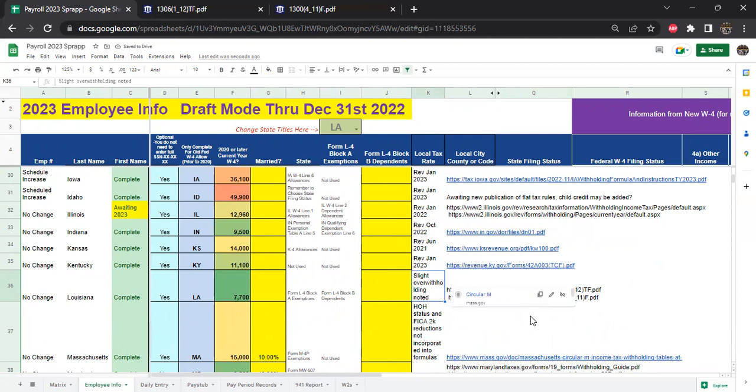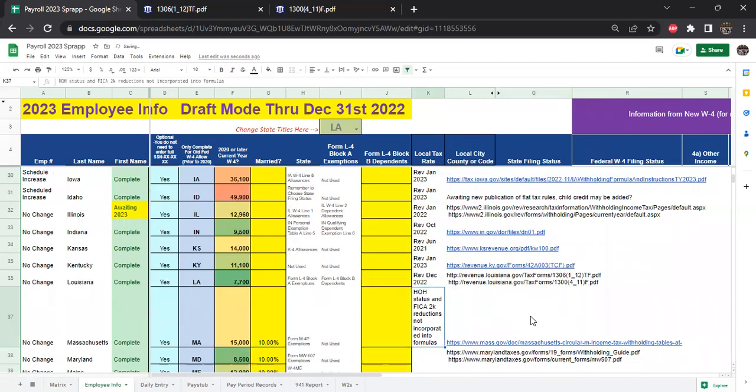But Louisiana is not slightly over withholding anymore. Be like, Louisiana is revised. I know it's as of 2017, but we're going to say as of December 2022 because we fixed it. So Louisiana is now revised and looking good.